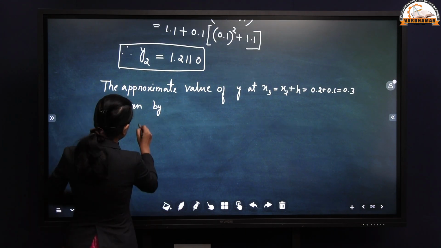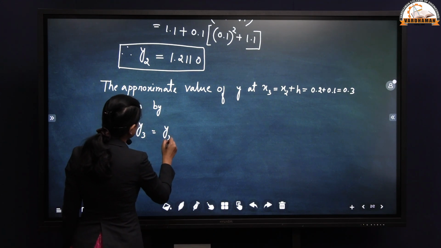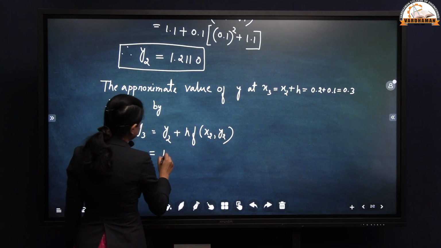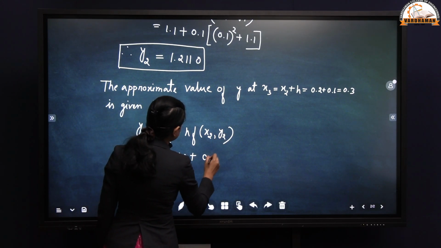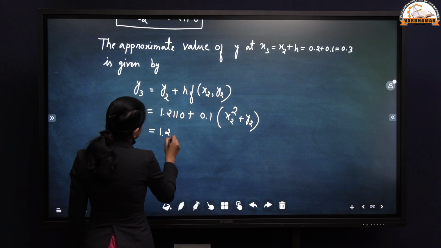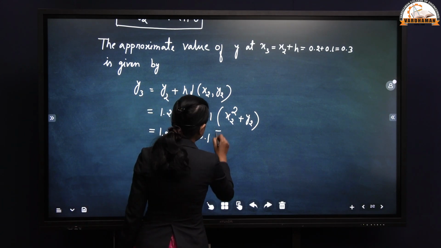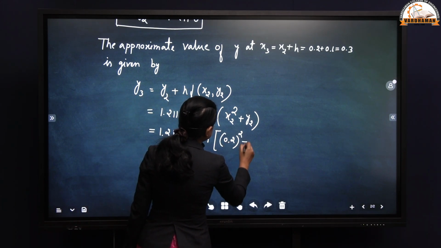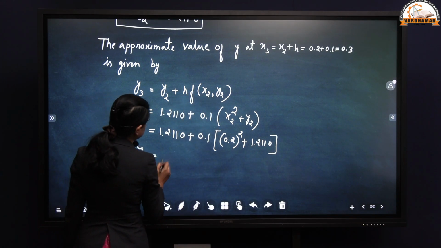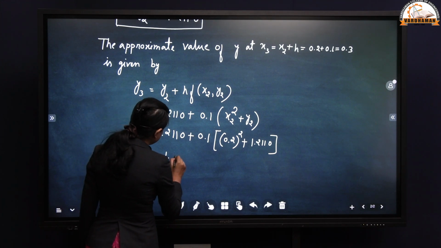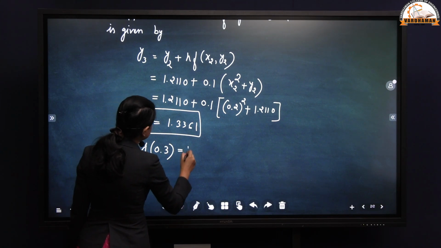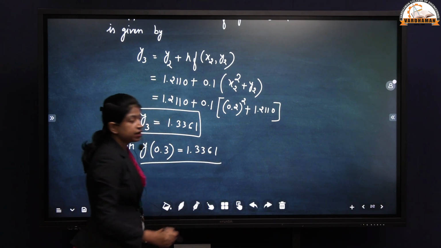So this is given by y3 equal to y2 plus h into f of x2 y2. y2 is 1.2110 plus 0.1 into x2 square plus y2. So you are getting 1.2110 plus 0.1 into 0.2 whole square plus y2, which is 1.2110. Therefore, y3 is equal to, if you compute this, you will get 1.3361, or y at 0.3 equal to 1.3361. This is the required answer.